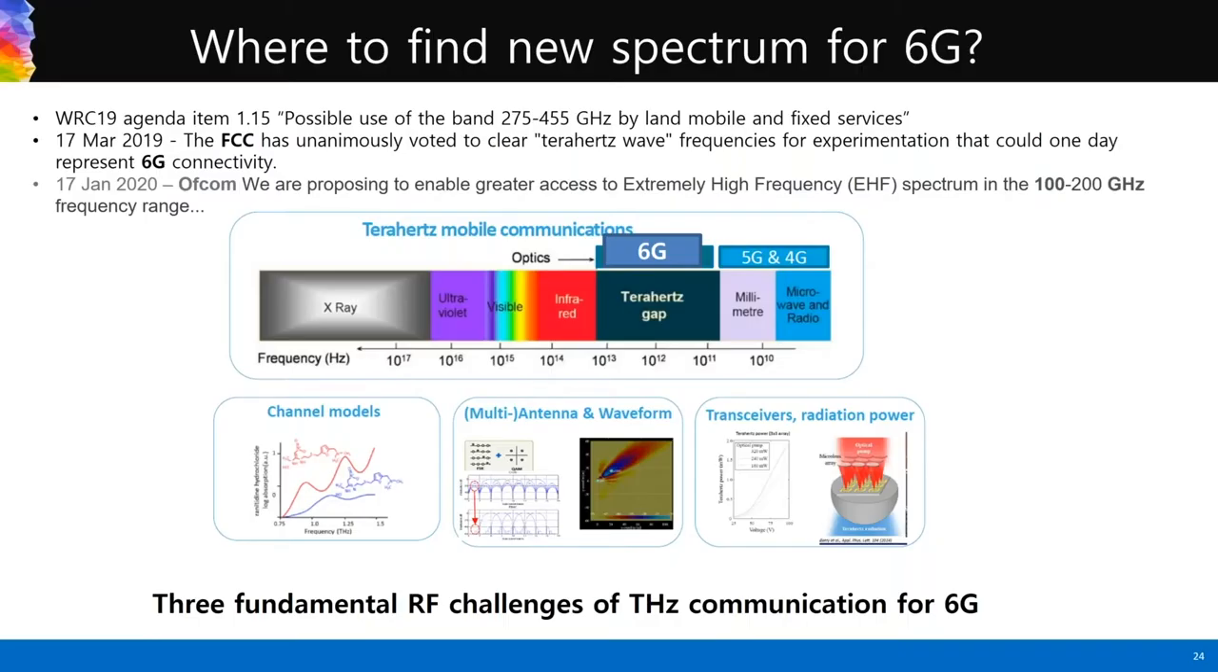So if we want to go to 6G, what do we have to do? Well, we just have to go to even higher frequencies. So below 100 gigahertz, and we are hitting something called the terahertz gap. Loosely speaking, these are frequencies higher than 100 gigahertz, so terahertz. So we need to do terahertz communication.